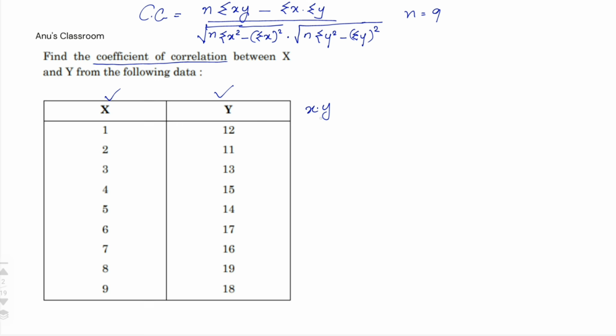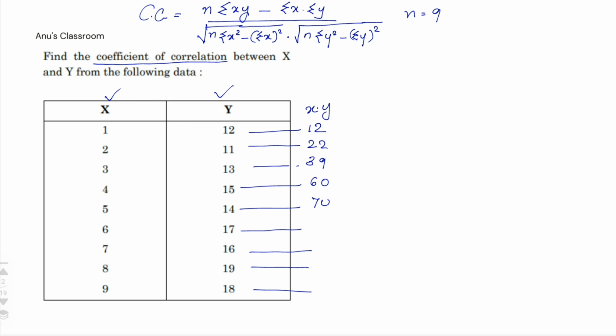Now we need to find sigma xy. That means we need to multiply x and y together and write down the answer. So xy, let me write it down quickly. Let's note it here. Now we need to find the summation of it. If we sum up all these values, we will get around 731. Next, we need to find the summation of x. That comes to around 45. Summation of y comes to around 135.